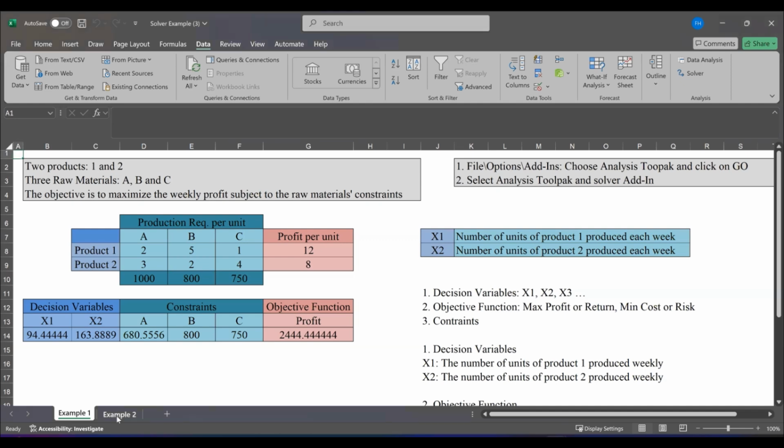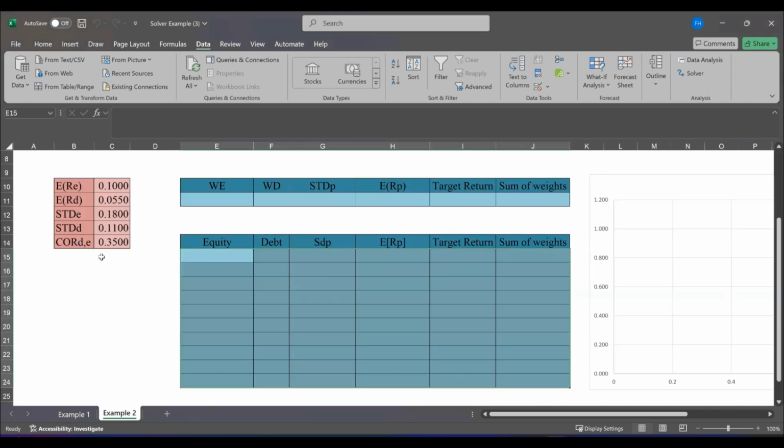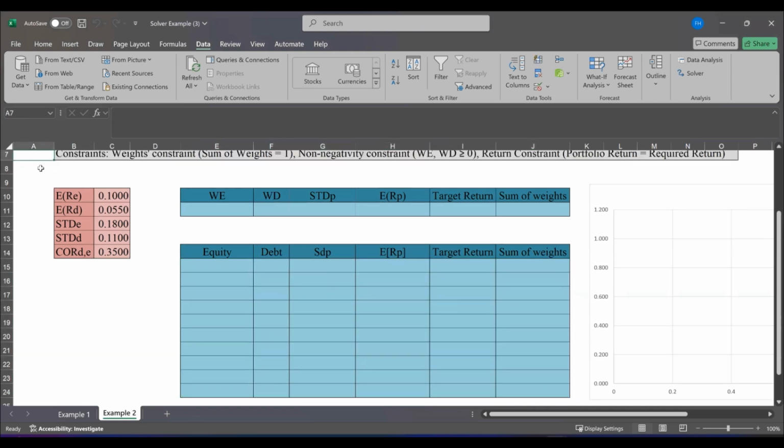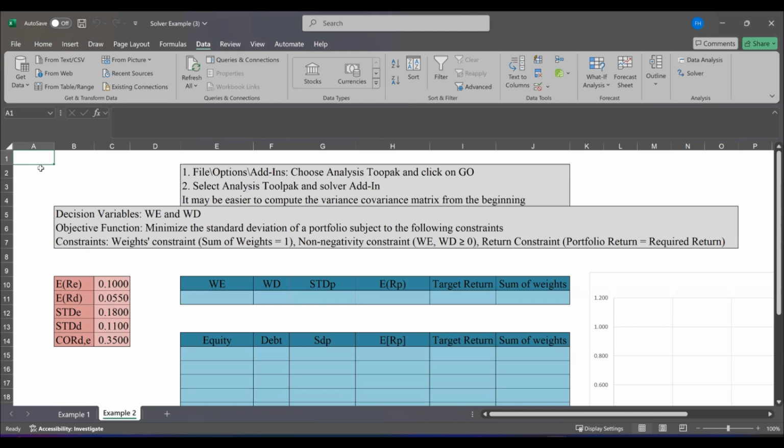Now moving to the second example. This is an example that relates to investments. So here I have the following: an allocation decision to make, to allocate my wealth or my portfolio into two types of investments. Here I call them equity and debt.